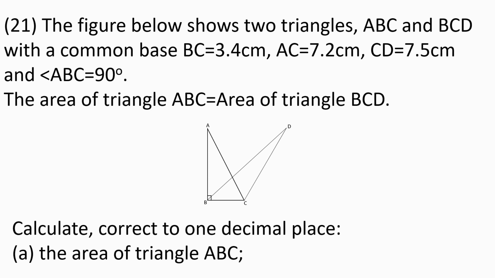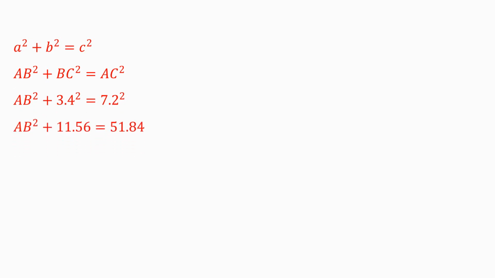We've been told that triangle ABC is a right angle triangle, and so to find the area we can use the formula a half base times height. However, we've been given the base, but we've not been given the height, so we first have to compute the height of triangle ABC. And to do that, we use Pythagoras theorem, which states a squared plus b squared is equals to c squared, where a and b are the base and the height, and c is the hypotenuse. So that means AB squared plus BC squared is equals to AC squared. We substitute the figures. We have AB squared, which is the height, plus 3.4 squared is equals to 7.2 squared. AB squared plus 11.56 is equals to 51.84.